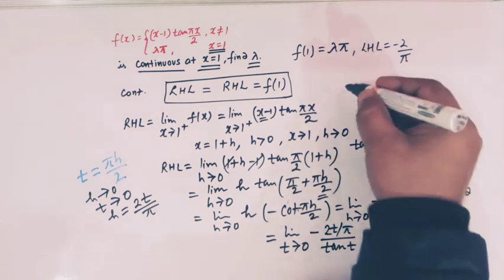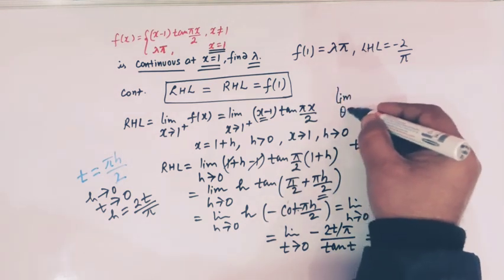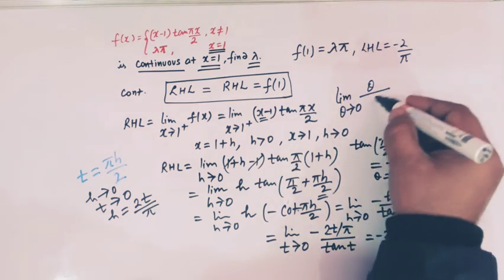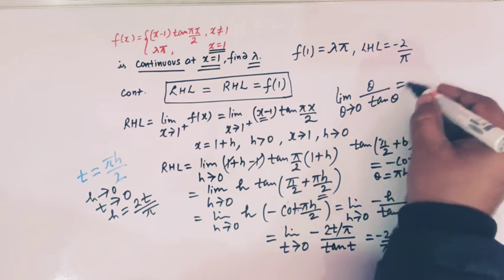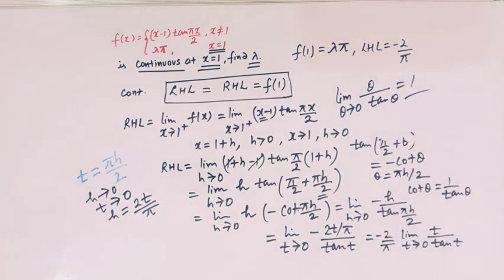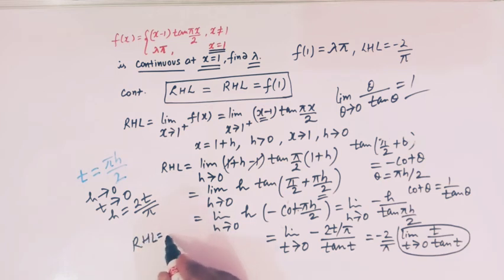Now again we can make use of the result, that is limit theta tends to 0 of theta over tan theta is equal to 1, right? So this limit is equal to 1, so the right hand limit is equal to minus 2 over pi multiplied by 1, that is minus 2 over pi, right?